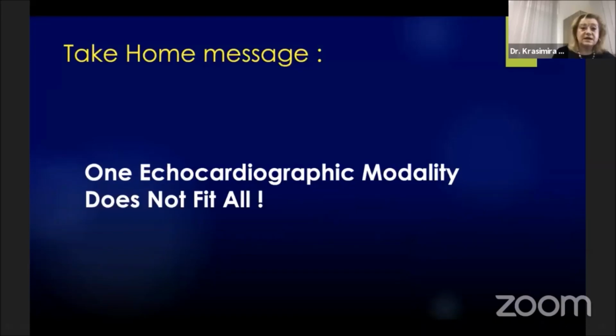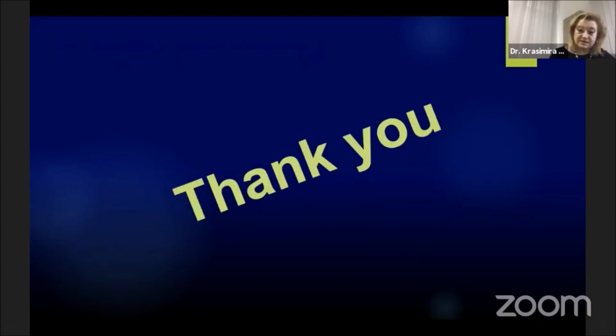As my last slide, the take-home message: one echocardiographic modality doesn't fit all these diagnoses. So transesophageal echocardiography and other modalities are very useful when we look at patients with endocarditis or left ventricle or right ventricle masses. Thank you.